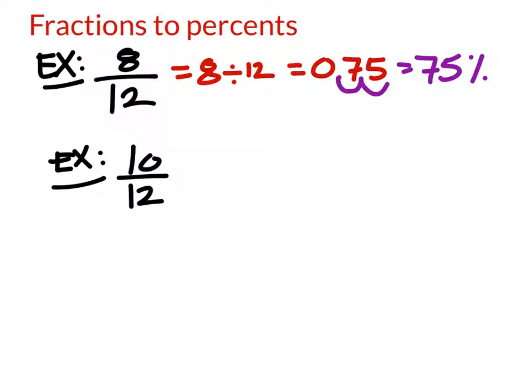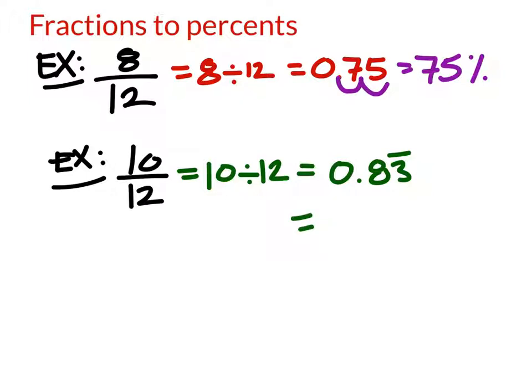All right, so once again, this would be 10 divided by 12. And as a decimal, all right, so this is our decimal. Then we would move the decimal 2 times to the right, 1, 2, which would give us 83.3 repeating percent.